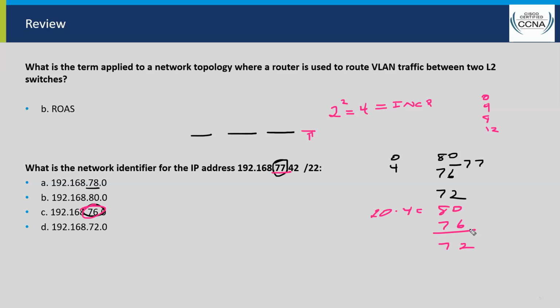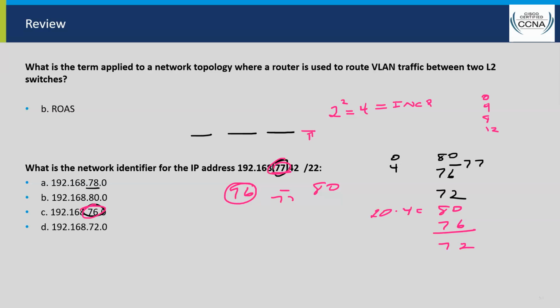So 76 is the network portion that this address falls into. 76 is one and 80 is the other one. Do you see the 76 and the 80? Yeah, I see the 76 on it. And so 77 is in the middle here, so 76 has got to be our network identifier.